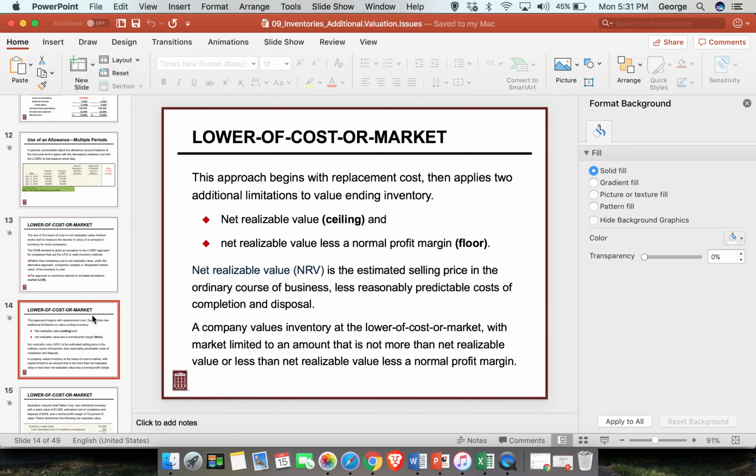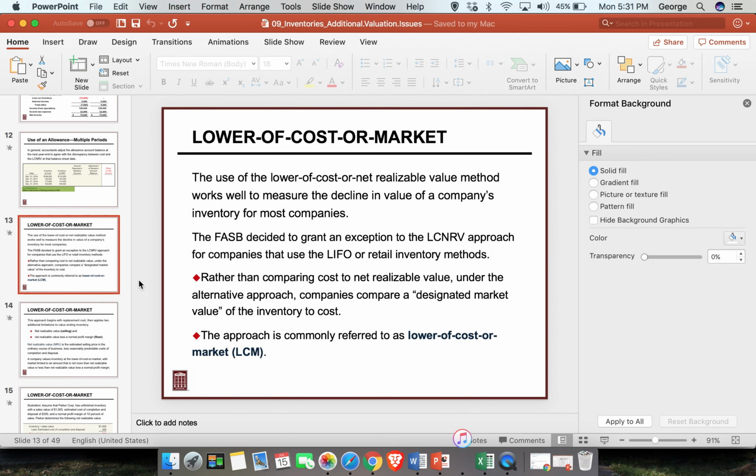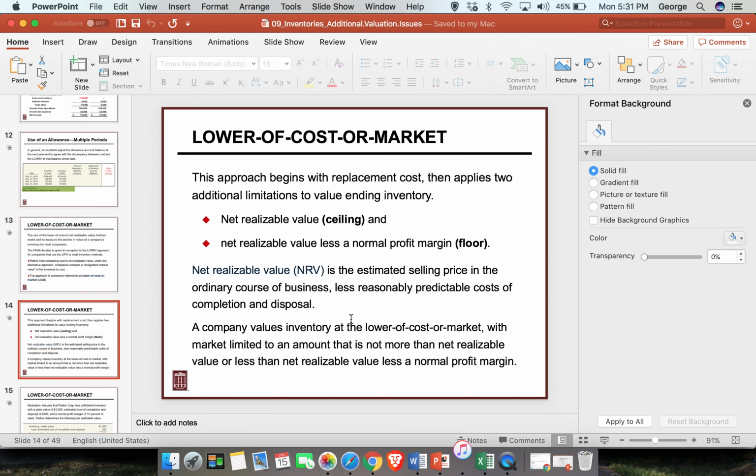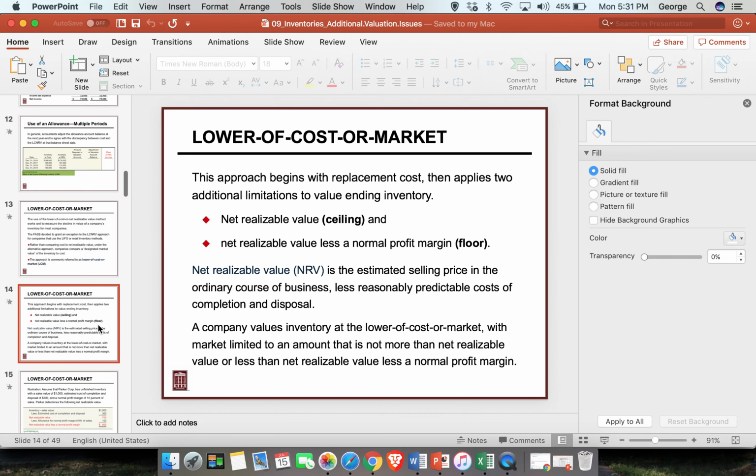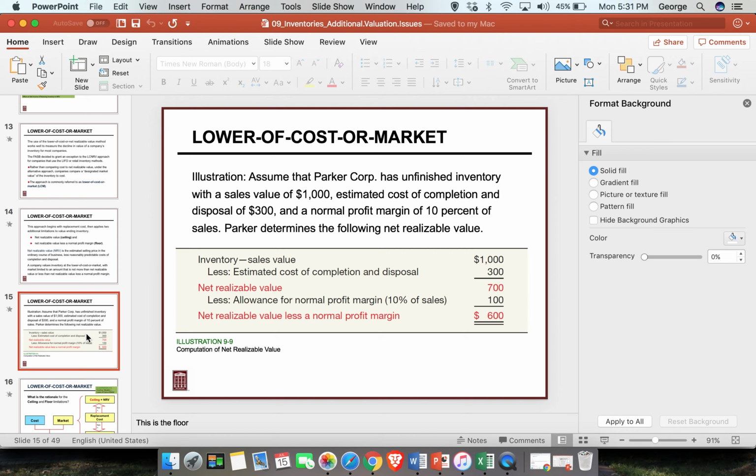So this alternative approach, we're going to show this, has you do kind of three market values. You have a ceiling, which is a net realizable value. You have a replacement cost, and then you have the floor, which is the net realizable value minus a profit. Okay, so we can take a look at this.